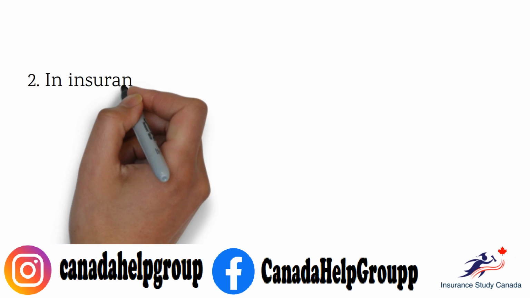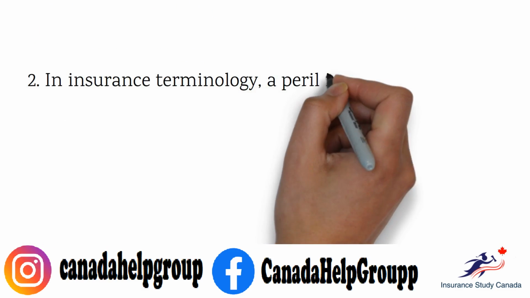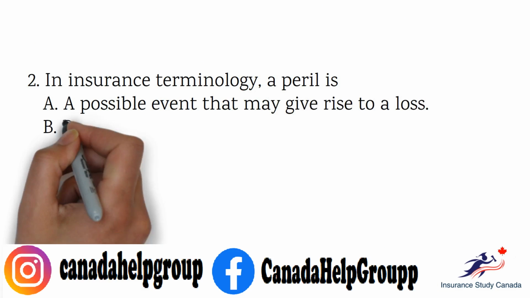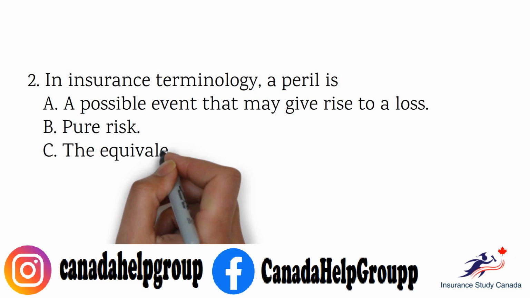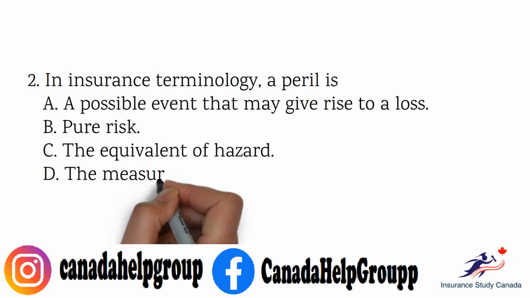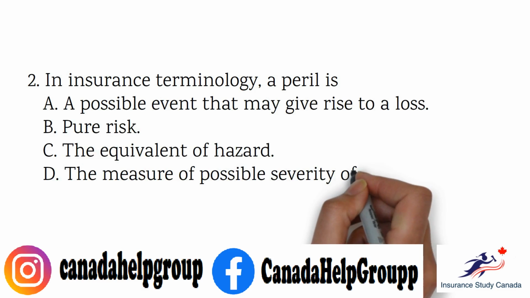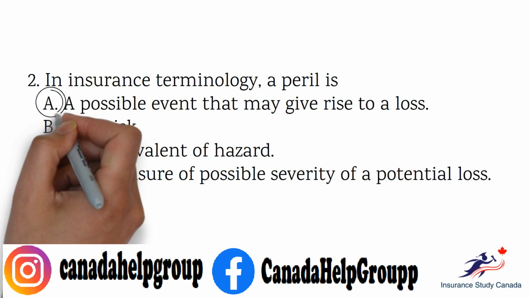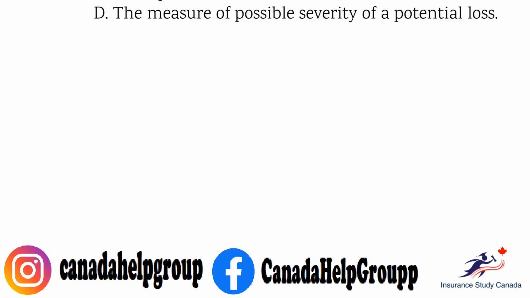Our second question: in insurance terminology, a peril is dash. Option A, possible event that may give rise to loss; B, pure risk; C, equivalent of hazard; D, measure of possible severity of potential losses. Answer is A, possible event that may give rise to loss.